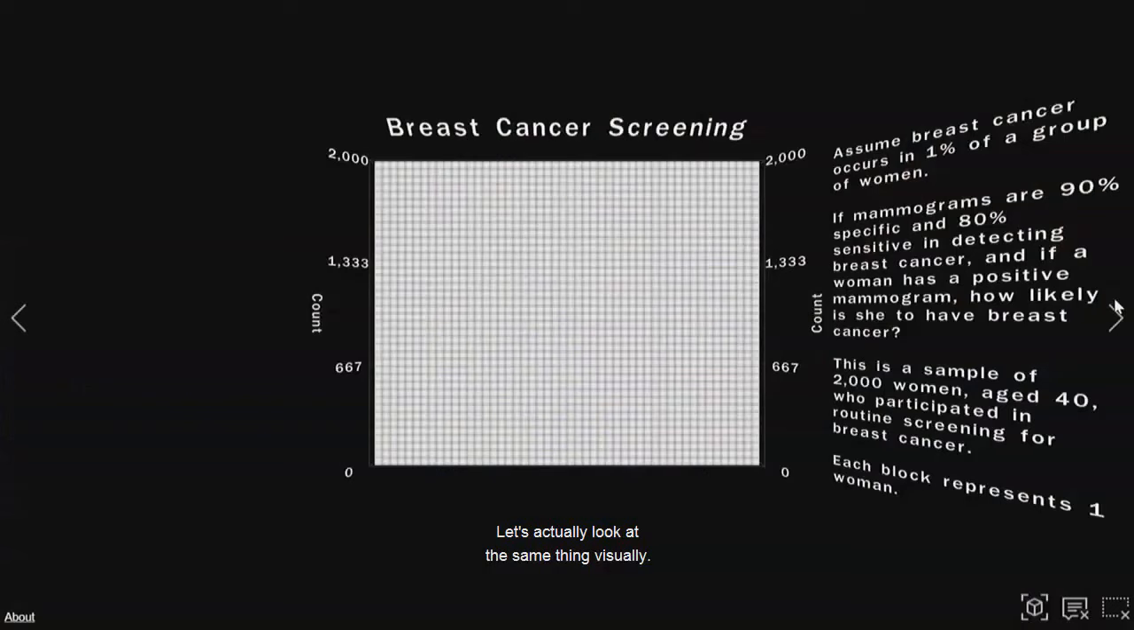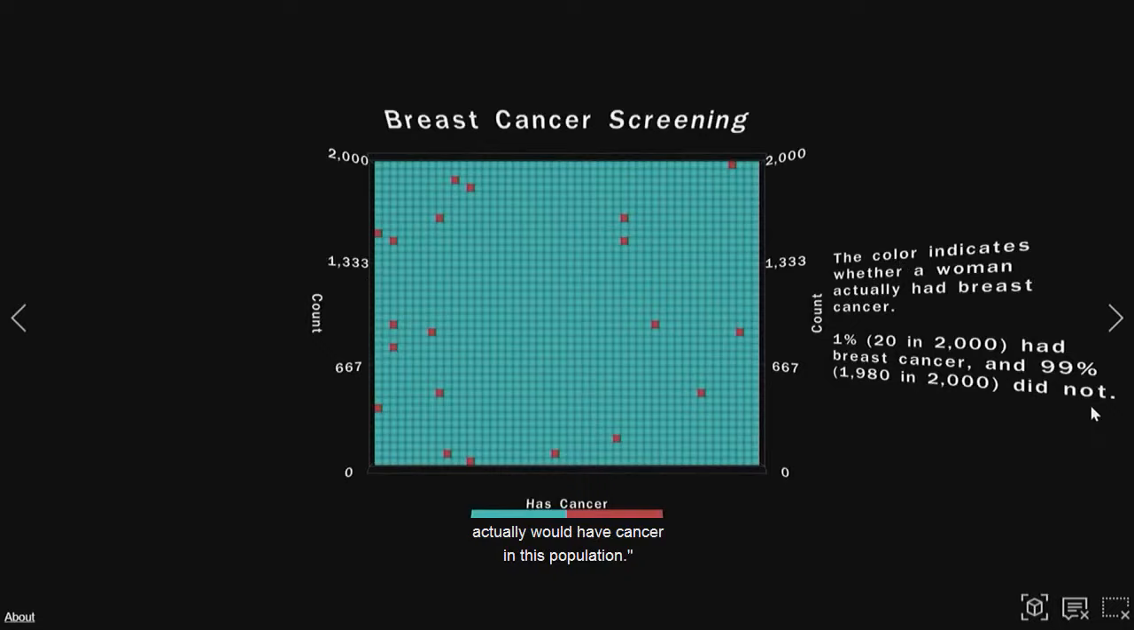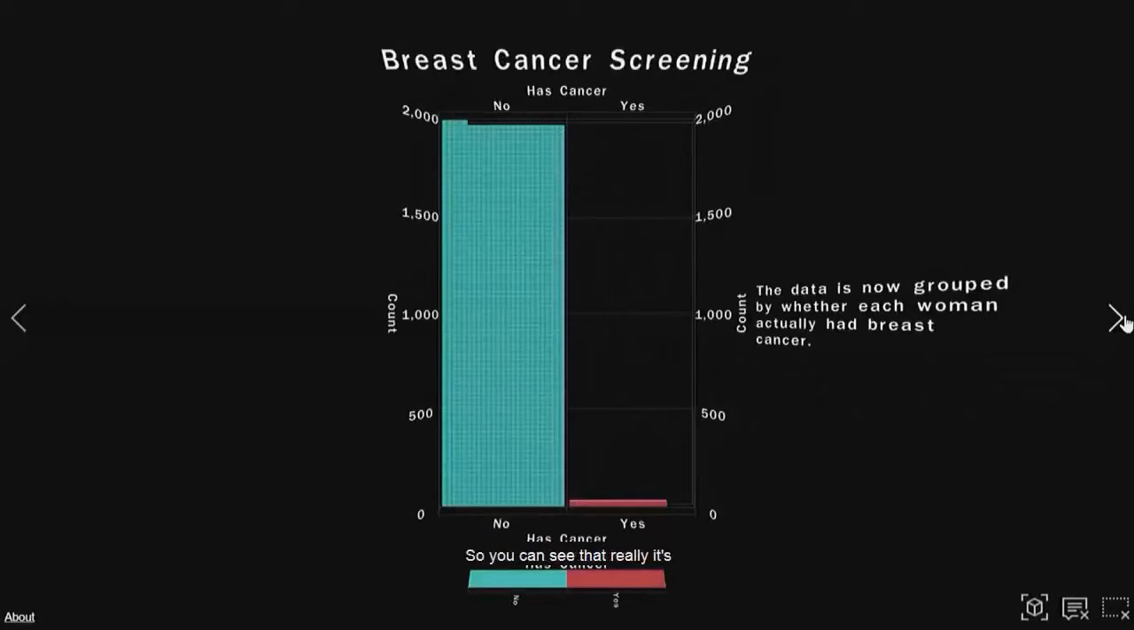Well, looking at all that math is very difficult to do. Let's actually look at the same thing visually. So let's go and look at this, again, a step-by-step explanation. Here's 2,000 women that have a cancer screening test, a mammogram test. And we look and say, this is how many women actually would have cancer in this population. Just scattered about here, about 1%. All these numbers are from those statistics. And so you can see that really it's a very small number of those people.